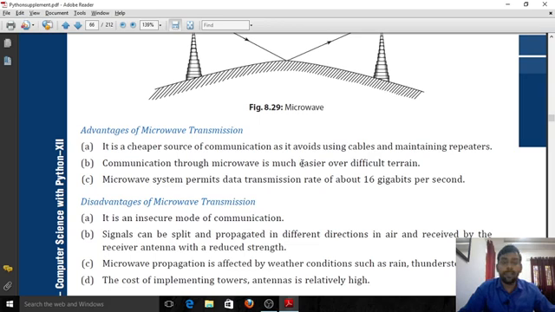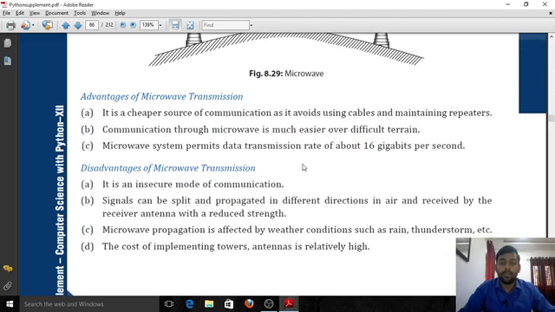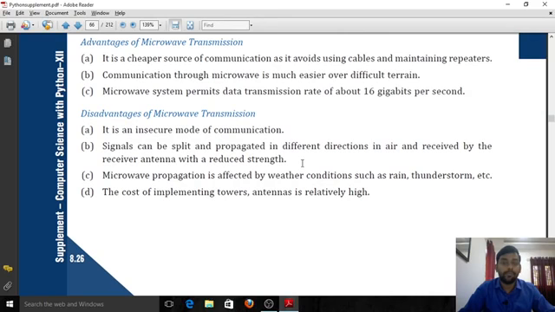Advantages: it's a cheaper source of communication and it avoids cables. Communication through microwave is much easier over difficult terrain. That's the main advantage. We use microwave for transmission of data in difficult terrain, where wired media is not possible, and even some wireless media like radio may not be possible. Microwave can be termed as super high frequency radio wave. A microwave system permits a data transmission rate of up to about 16 gigabits per second.